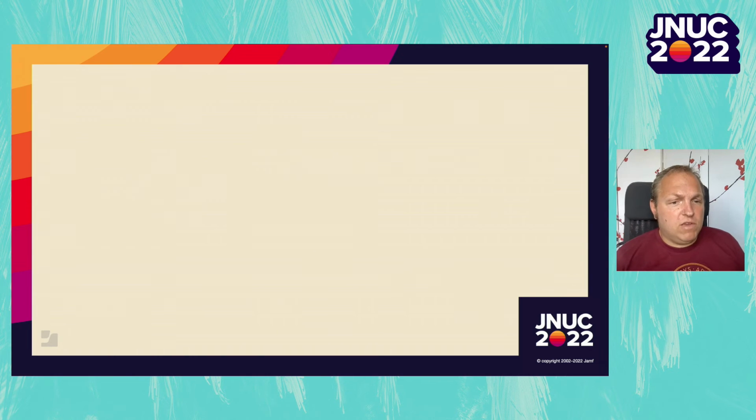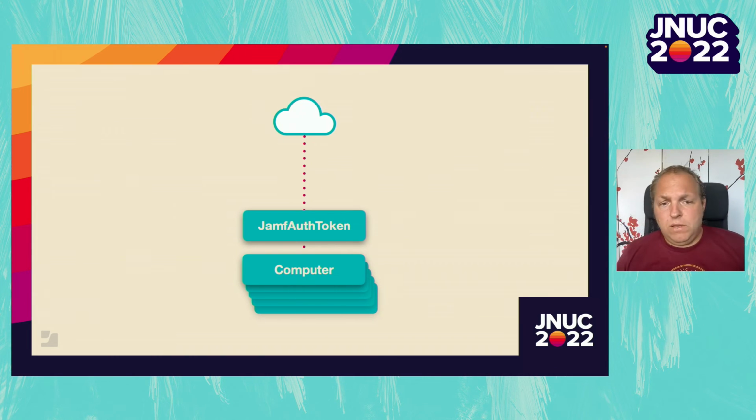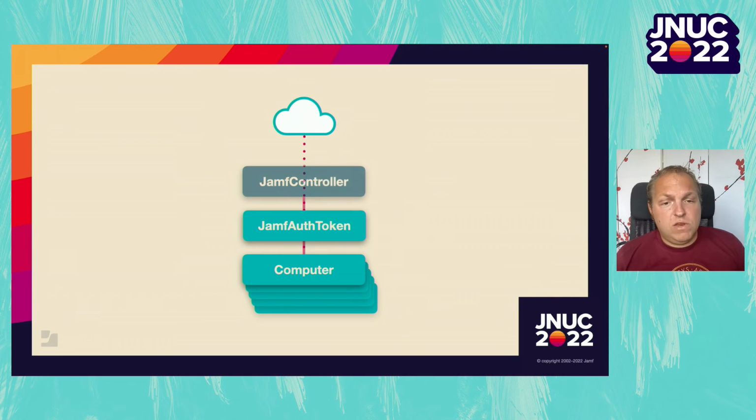And we are going to use the navigation view because why reinvent the wheel? We already built objects that talk with the Jamf API earlier for our command line tool. We built the Jamf auth token and the computer. We're going to reuse those.